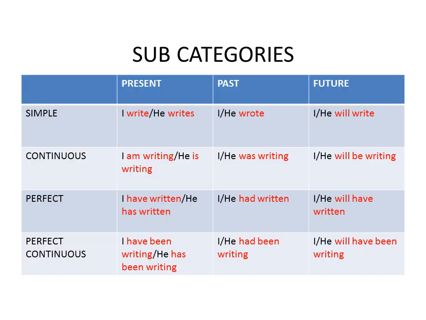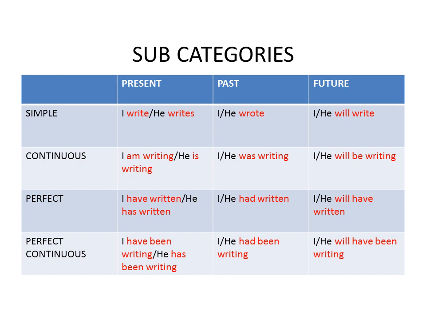So, in the case of present tense, we have simple present tense, present continuous tense, present perfect tense and present perfect continuous tense. In the case of past, we have simple past, past continuous, past perfect and past perfect continuous. In the case of future, we have simple future, future continuous, future perfect and future perfect continuous. We have in the slide examples of how the verbs are in each of these tenses.